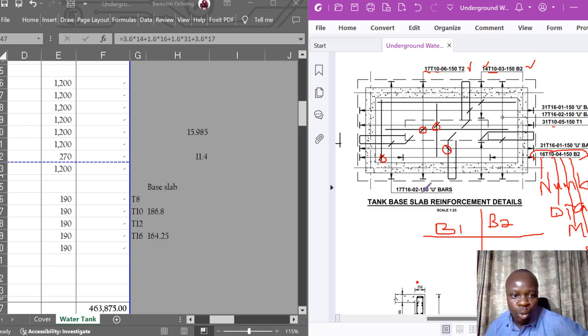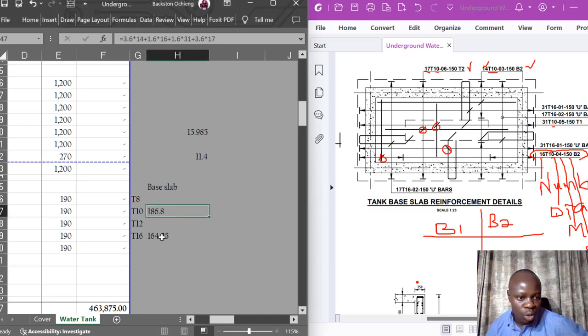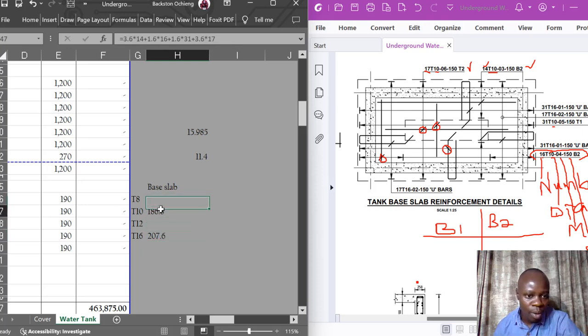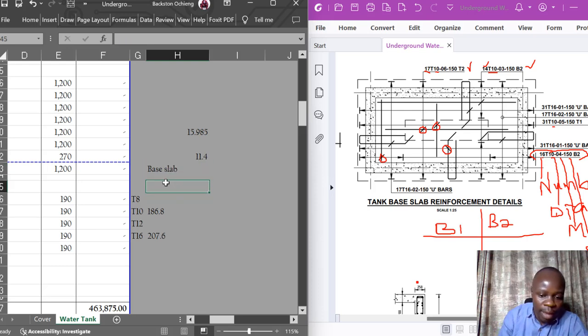So this one is number 2. And number 2 is T16. T16, the dimension was, it's the one that we gave 1.2 times 2 and so on. So just go to this one, 1.2. So this is it. So multiply that times 2. You can see 17 here, 17 to 16, so that we have the complete length. Okay, so for the base slab, we already have the length, so we can make this to be the length in meters.